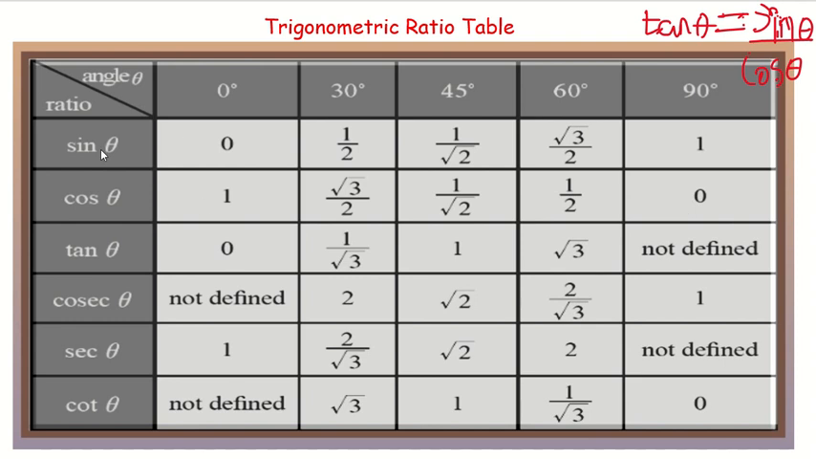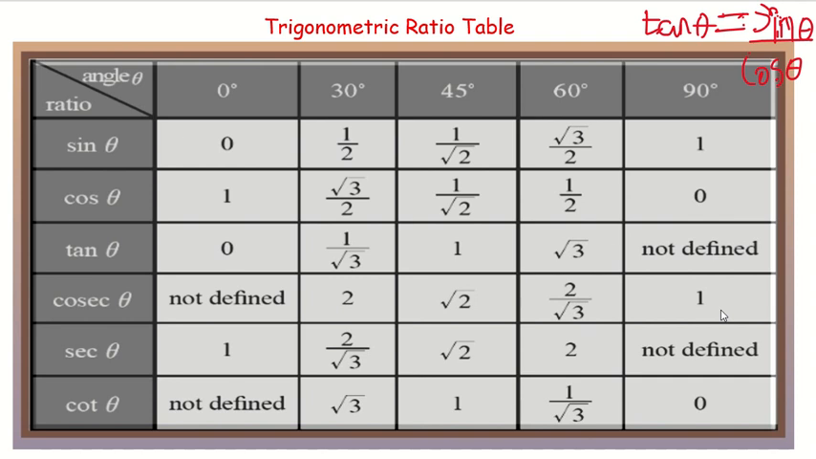So as you know, cosecant is what? Reverse of sine. Sine 0 is 0. Anything by 0, what will happen? It's not defined, right? Same way, 1 by 1 by 2 is nothing but 2 by 1, so 2. 1 by root 2 reversed is root 2. So here 2 by root 3. And 1 by 1 will be 1.